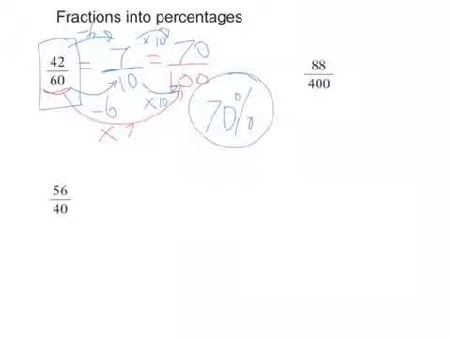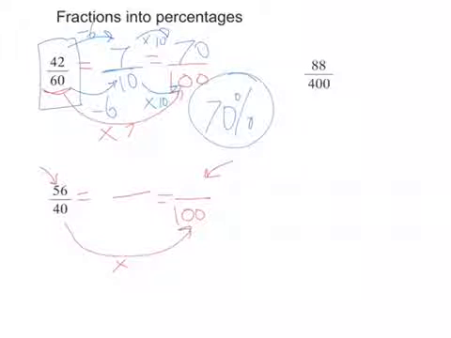Okay? Right, the next one. Again, there is no integer which I'll be able to multiply 40 by to get 100. It's important to note with this one that this is a top-heavy or improper fraction, as the denominator is smaller than the numerator. So that will mean that the percentage will be bigger than 100.